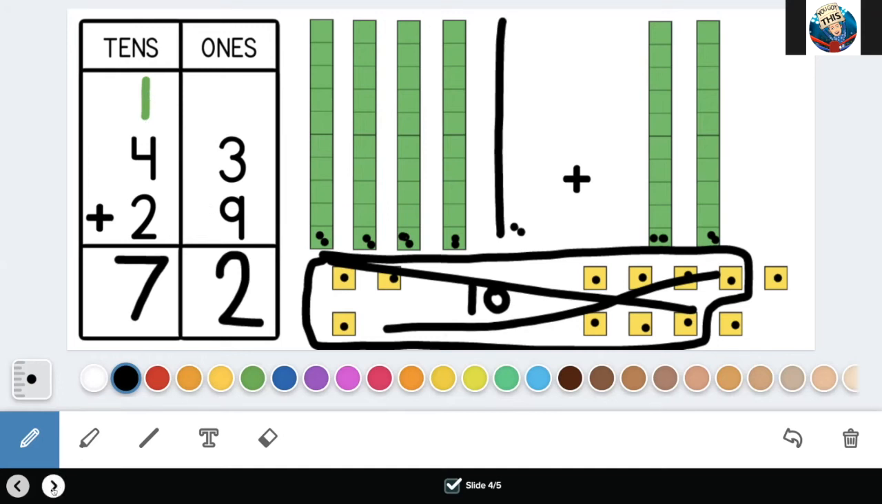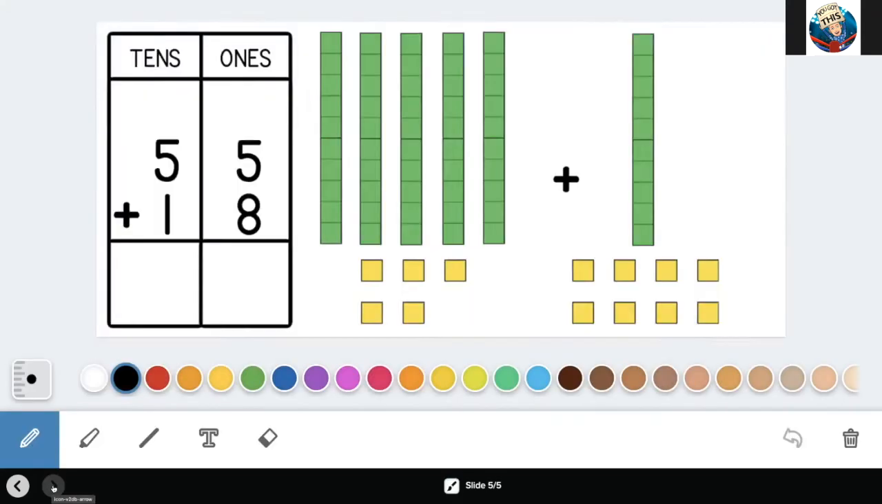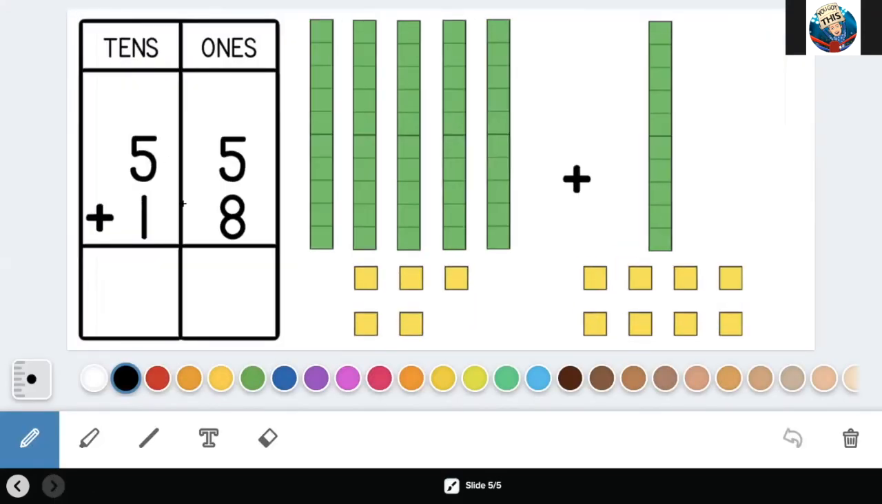Let's do one more before we get started on our homework. This one says 55 plus 18. All right, we have 5 tens and 5 ones, and we have 1 ten and 8 ones. So the first thing we're going to do is count our ones until we make a group of 10, and then we're going to circle that group of 10. 1, 2, 3, 4, 5, 6, 7, 8, 9, 10. There's our group of 10. Let's circle them.